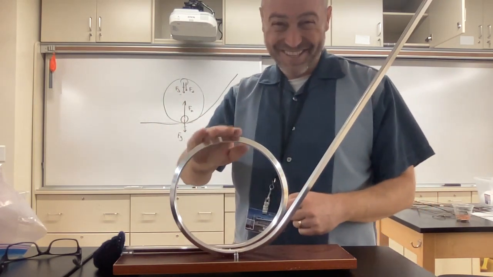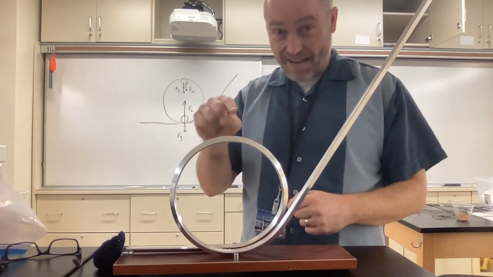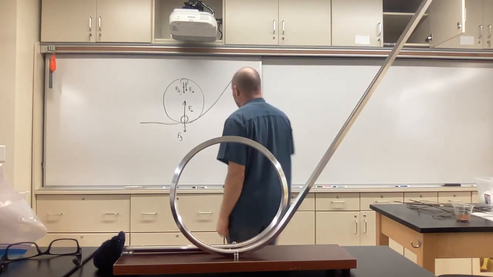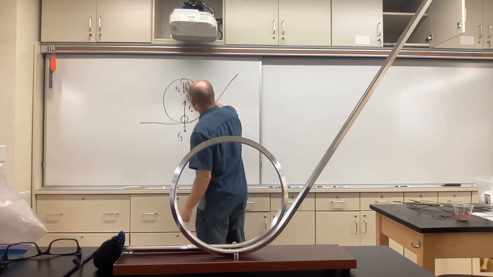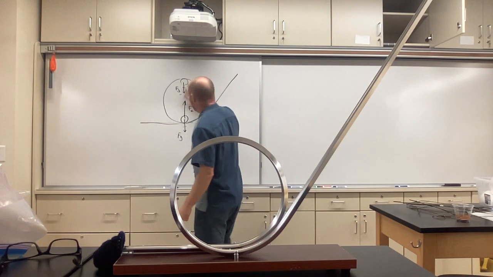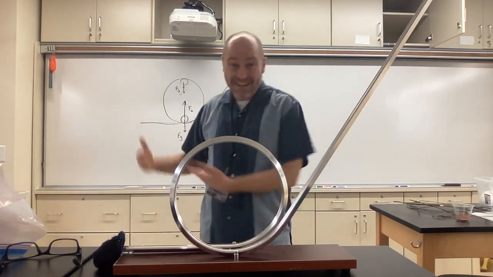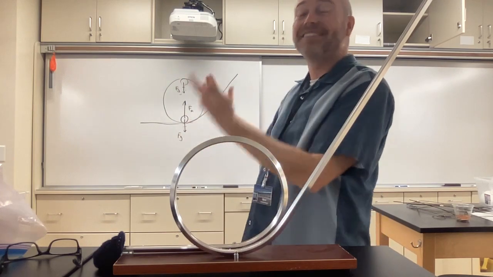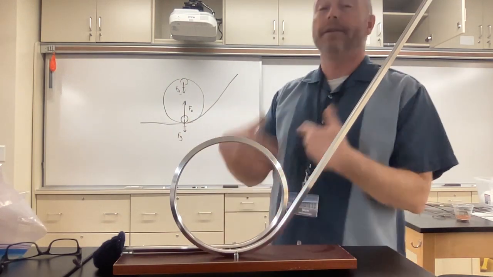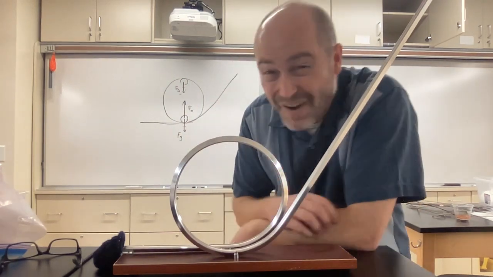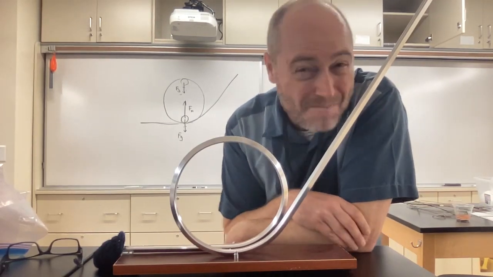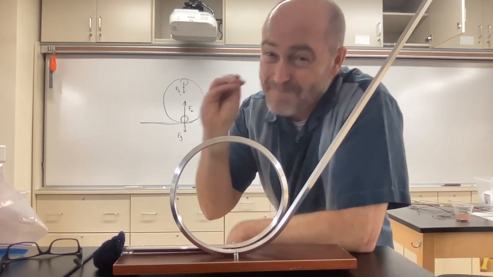Which means that at the top, the only force acting on the marble would be the force of gravity, so the normal force would go away. So if you're at the minimum speed, the only force at the top, if it's a vertical loop, is going to be the force of gravity. Remember, we're not memorizing, we're going to understand it. Make sure it makes sense to you.